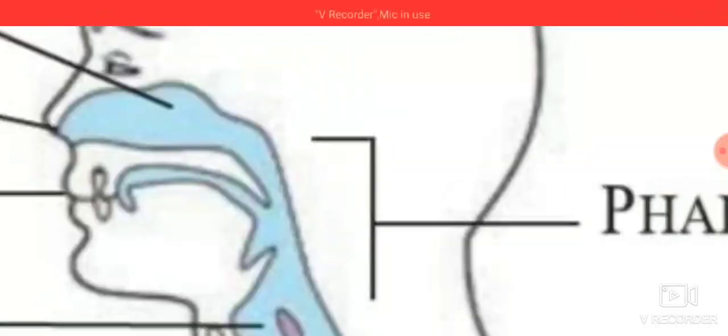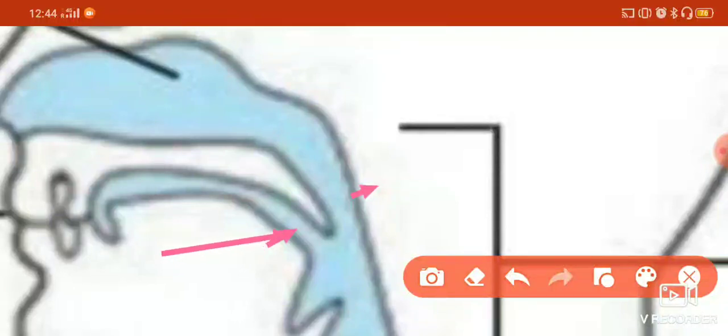Pharynx is a common passage for air and food. See here, from this area air is coming, and from this area food is coming. This is the part of the mouth, this is the part of the nasal cavity. Means this pharynx is the common passage for air and food. This pharynx is then divided into three parts.